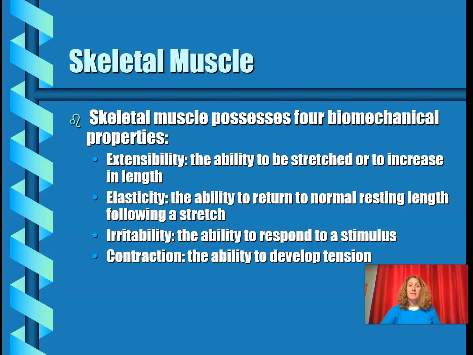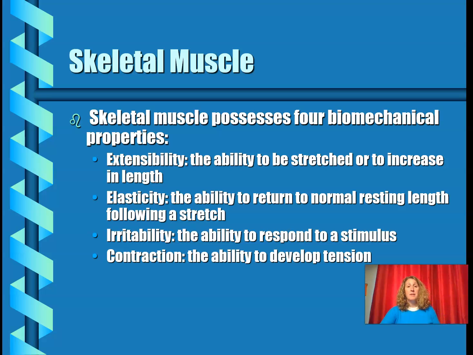Skeletal muscles possess these 4 biomechanical properties of extensibility, elasticity, irritability, and contraction or contractility. We've talked about extensibility and elasticity when we looked at stretching, and that's the muscle's ability to be stretched, and elasticity is the muscle's ability to return to its starting length. And we talked about that when we discussed stretching, in that in order to create change, we had to move into the plastic range so that the new starting point actually is in a new lengthened position.